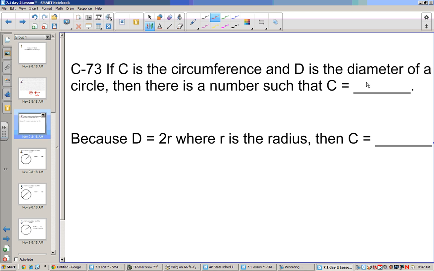If C is the circumference and d is the diameter, it's just circumference equals diameter times pi. But since we know that diameter is twice the radius, we could also write the circumference as 2 pi r. Or some people would write 2r pi. Both of them work just fine.